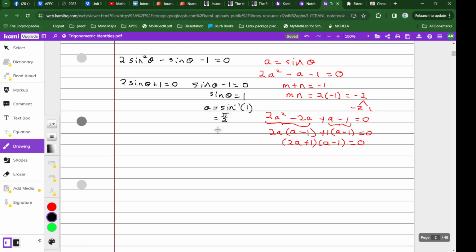And then, of course, because of the way the trig functions work, we would add plus 2 pi k, because the period is 2 pi.